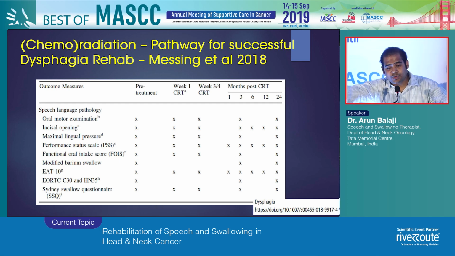So what is a successful pathway for dysphagia rehabilitation? Definitely, pre-treatment evaluation is a must. We have to examine the patient. We have to do education on swallowing exercises. Then if we require it, video fluoroscopy or FEES is very, very essential. We have to follow up weekly. Then 3 months, 6 months, and 12 months is very, very must. Along with speech language therapy, a dietitian is very, very essential to optimize the speech and swallowing function.